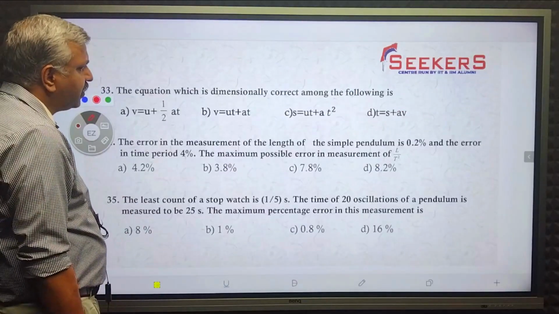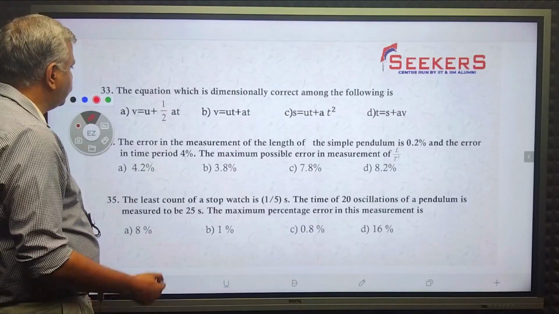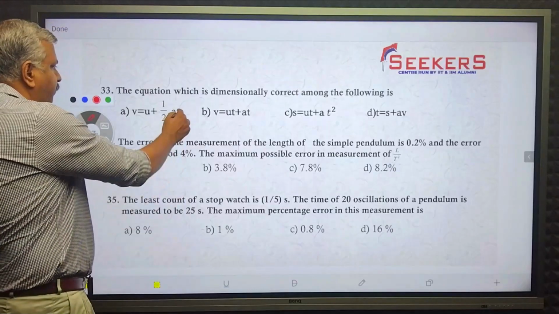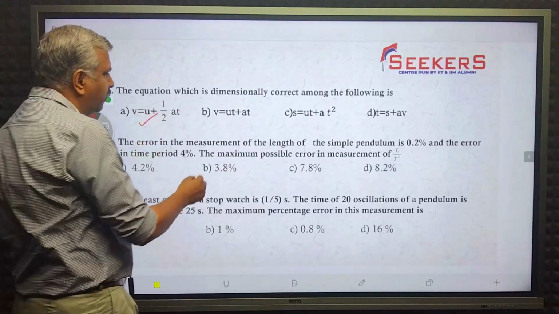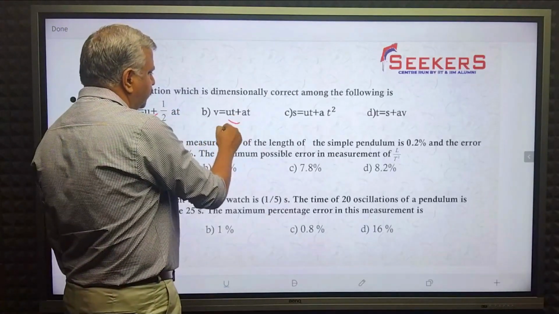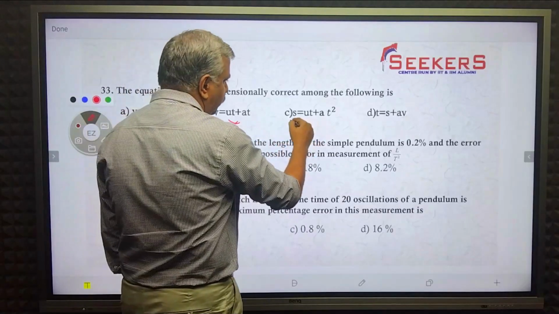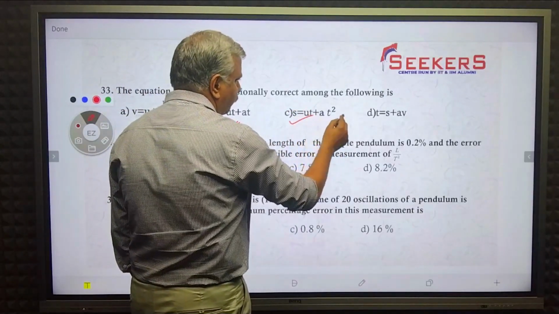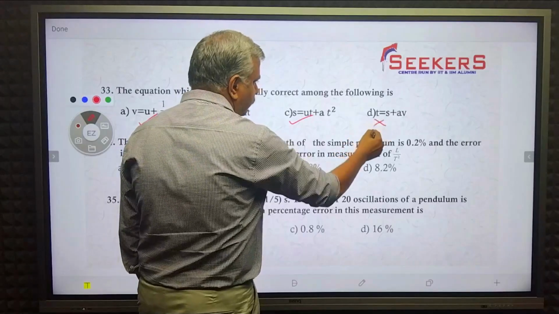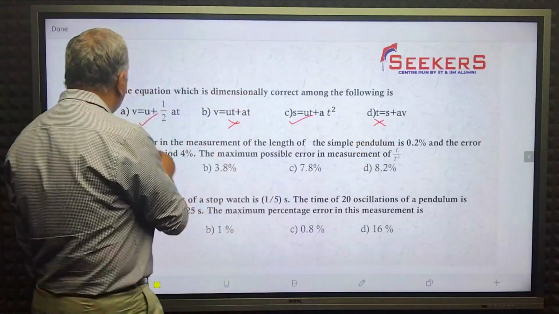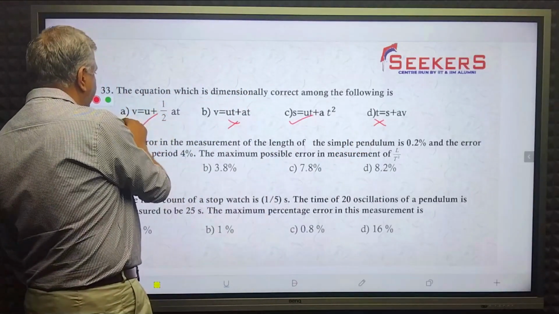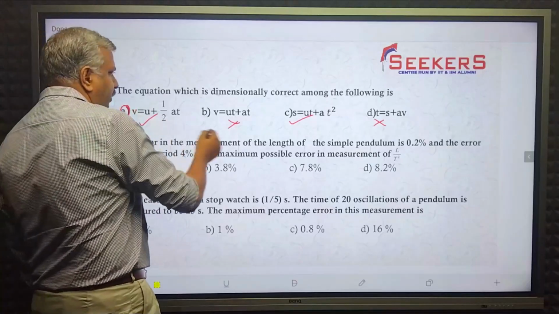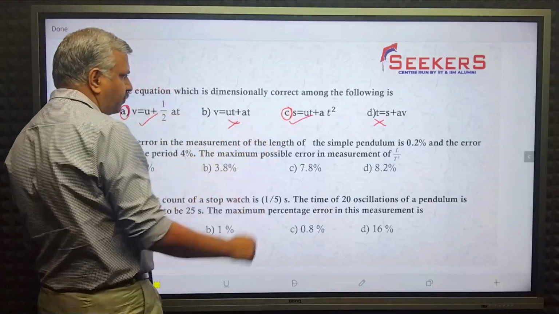The equation which is dimensionally correct among the following. So v is equal to u plus half at is dimensionally correct. V is equal to ut plus, this is wrong. S is equal to ut, this is also correct. S is equal to ut plus half at squared t, this is wrong. So v is equal to u plus at. So A is correct, C is correct. So there are two options which are correct.